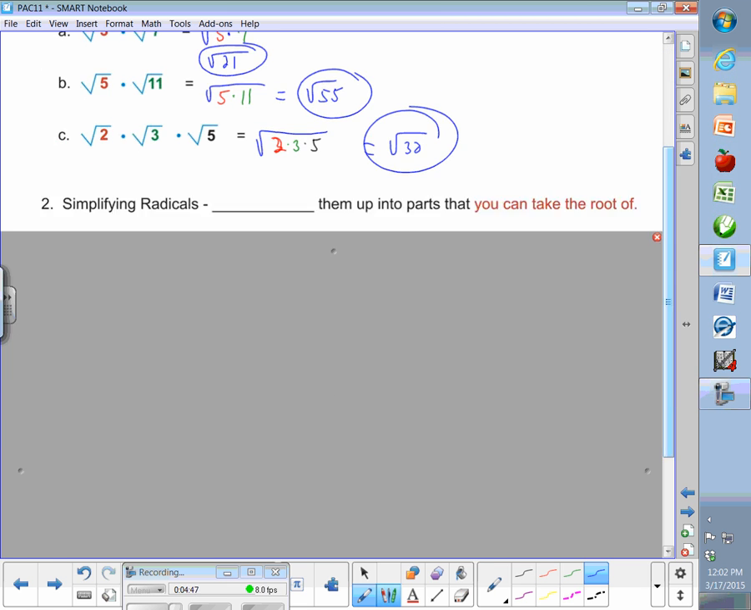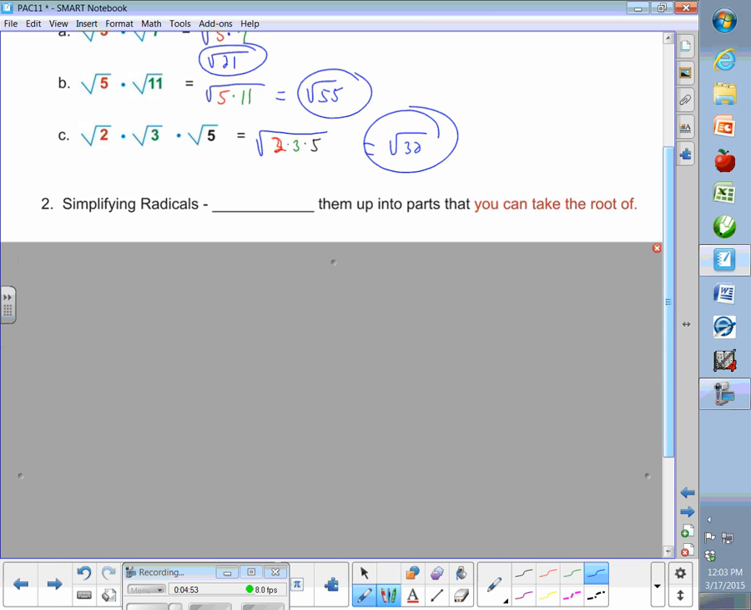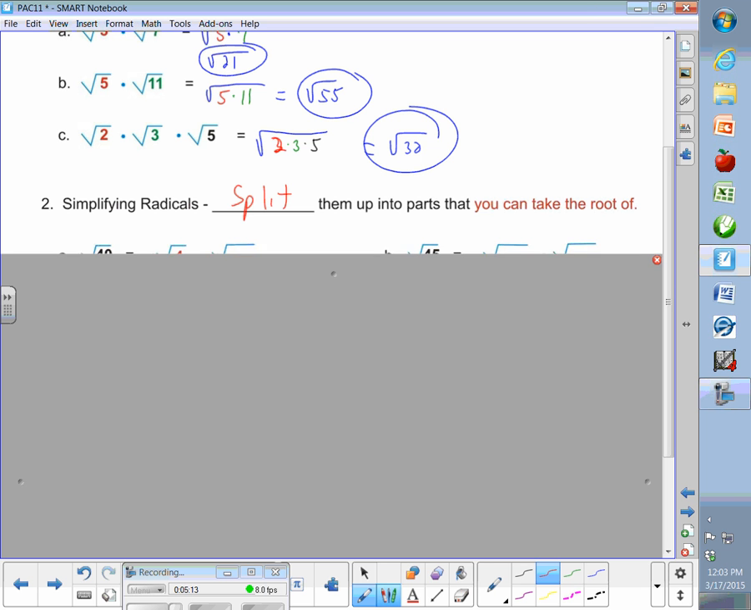All right, so, okay, well, I take it back. I should have looked on my notes. Really, the next topic comes right now. All right, simplifying radicals. Technically, this is the way to do it. We're going to learn a shortcut in a minute, but typically or technically, you want to split them up into parts you can take the root of. I should have looked at my notes, Jordan, because really we're going to deal with it right here.